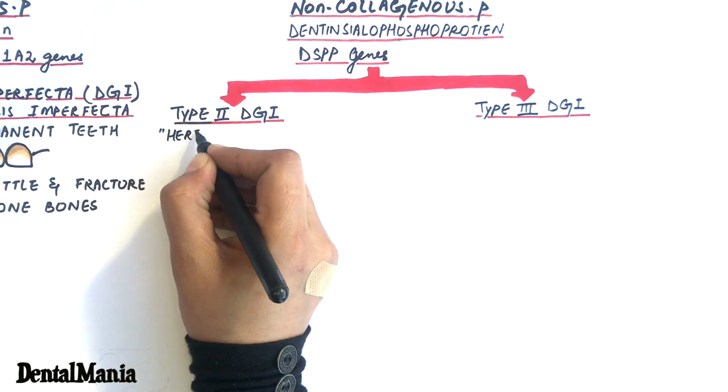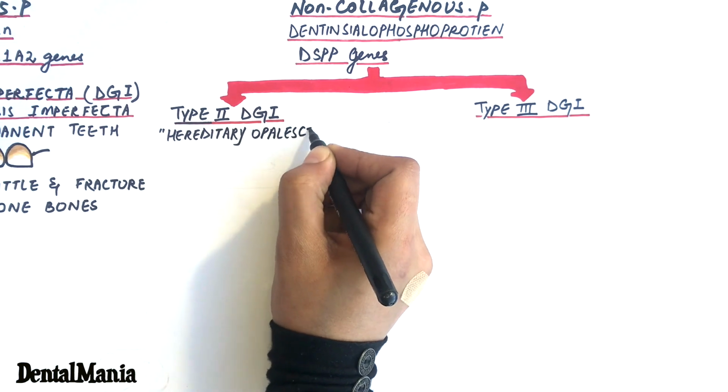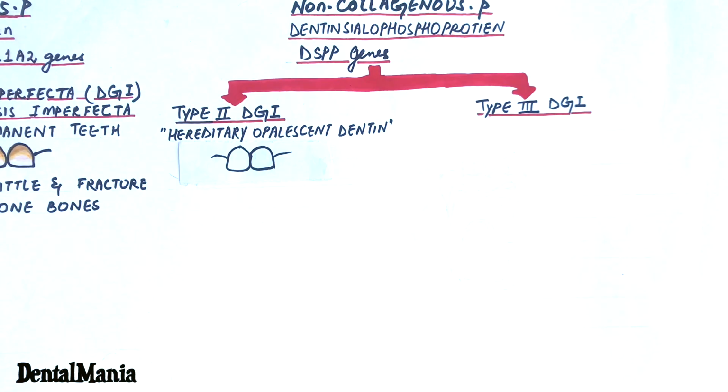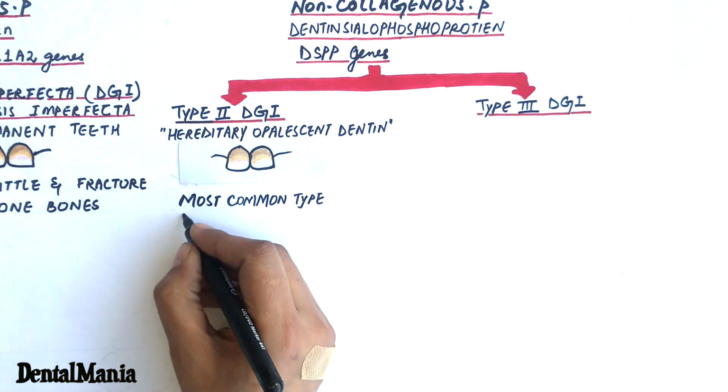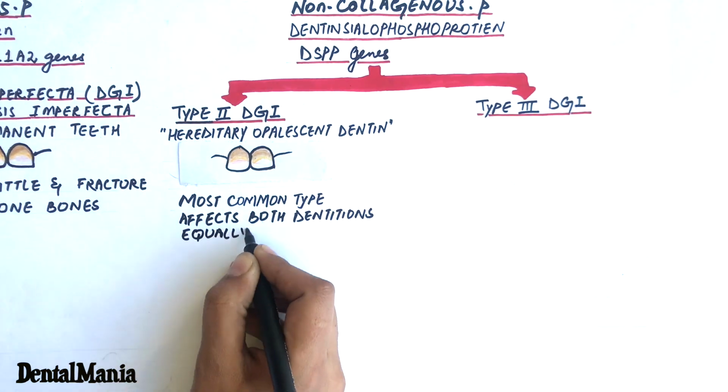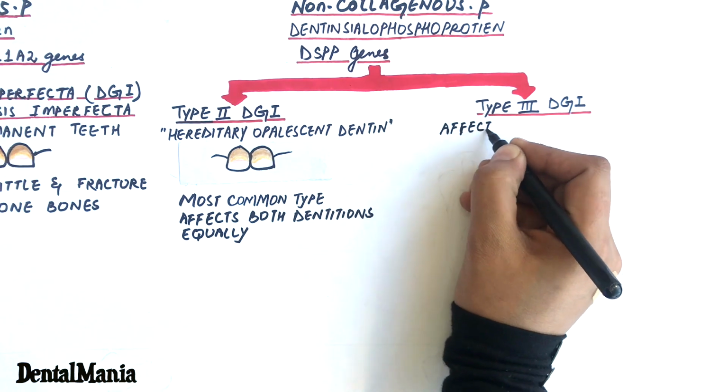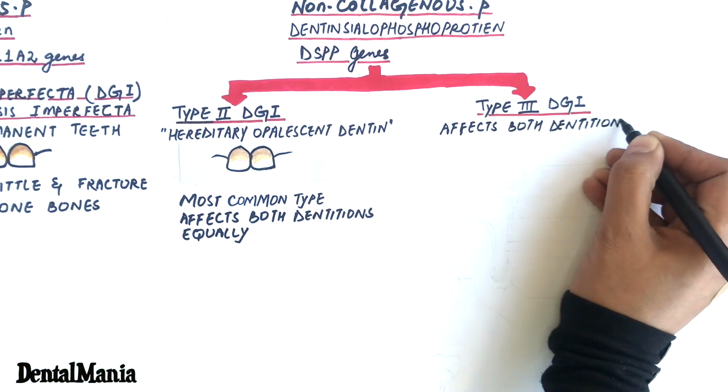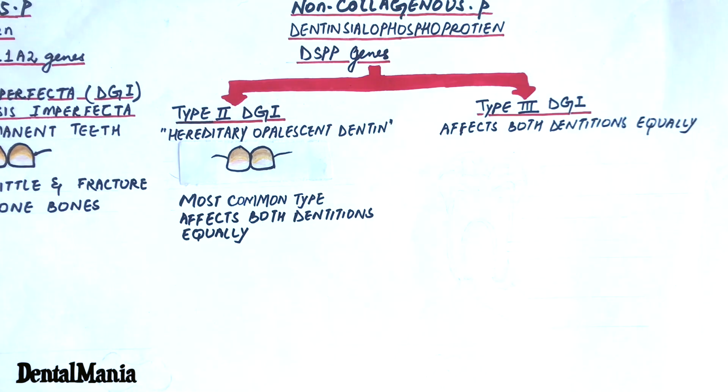Type 2 dentinogenesis imperfecta is also called hereditary opalescent dentin. It is the most common type and affects both dentitions equally. Type 3 dentinogenesis imperfecta also affects both dentitions equally.